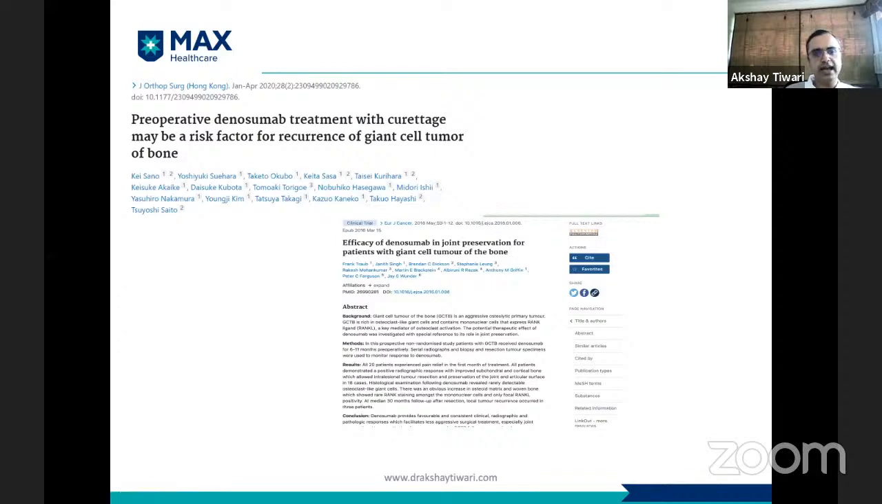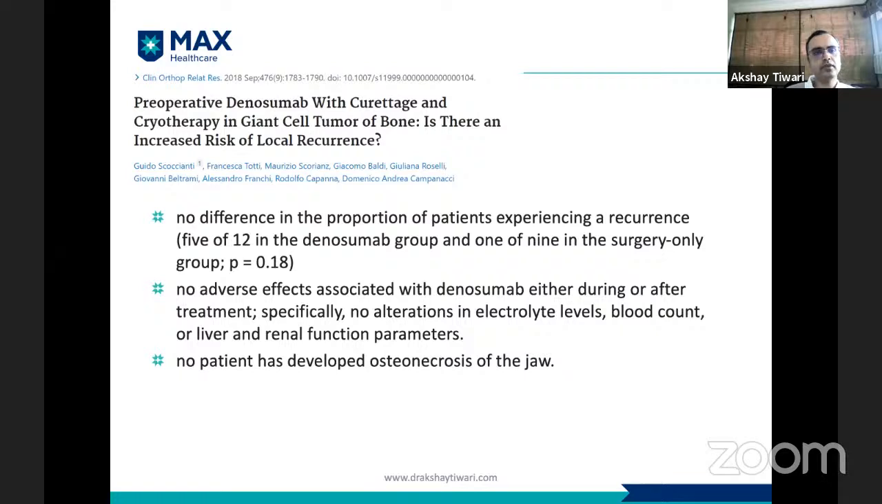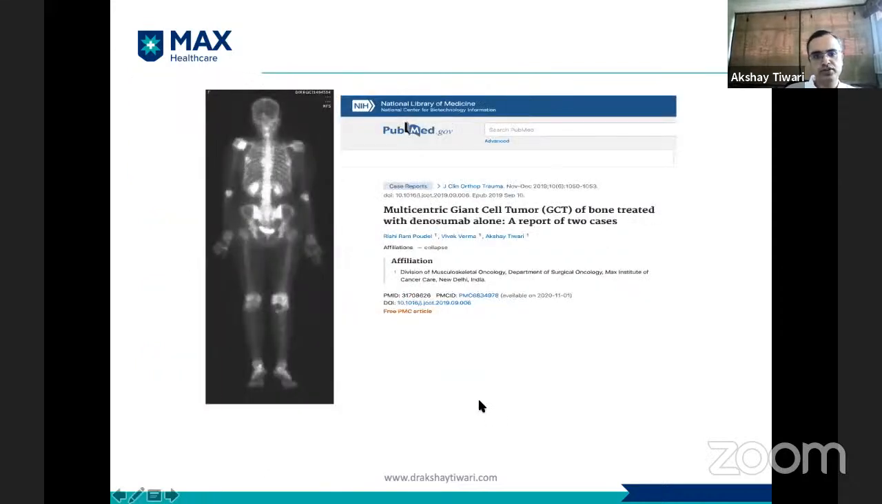But one more concern has been that if you choose to curette a tumor after denosumab, the recurrence rates might be much higher than you otherwise expect. There have been views mostly for more local recurrence, but this paper particularly says they did not find any higher local recurrence with denosumab than without.